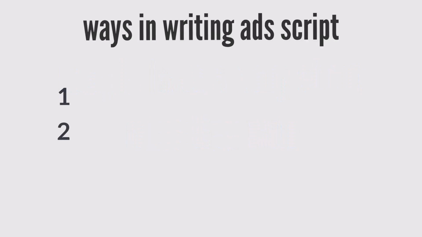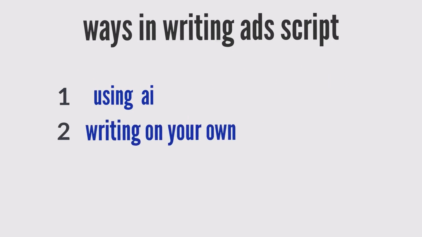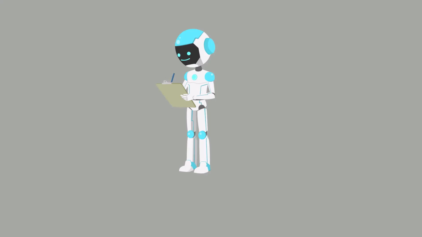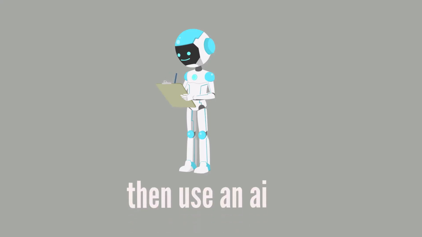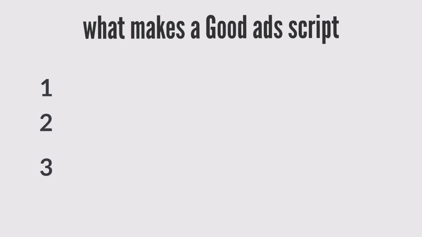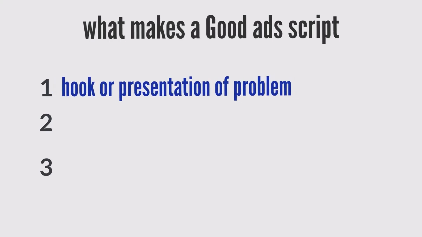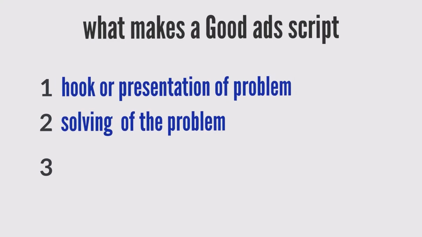So there are two main ways of writing an explainer video script. First is by using AI such as ChatGPT, or second is by writing it on your own from scratch. So if you don't know how to write, then you can use an AI. But you need to take into consideration the main components that your script should have, which I have shared earlier.